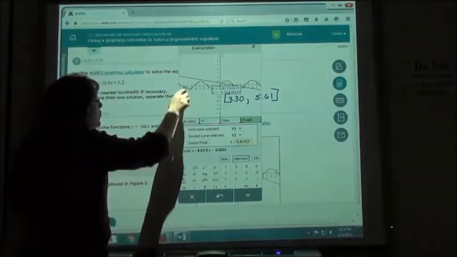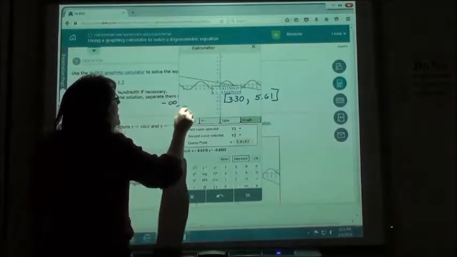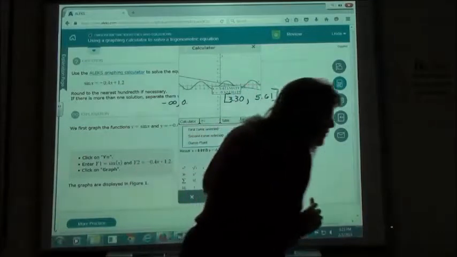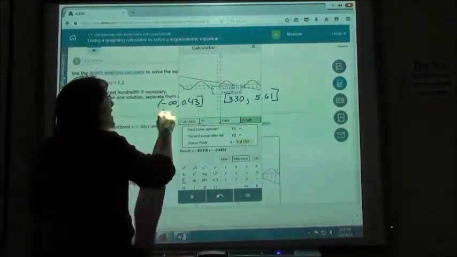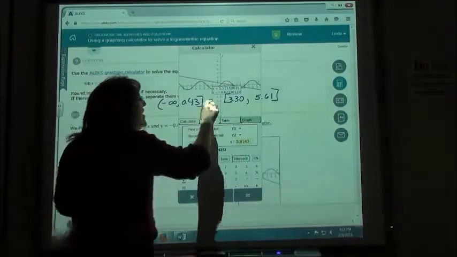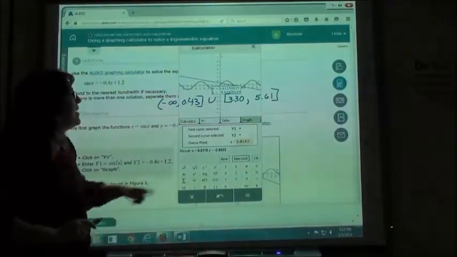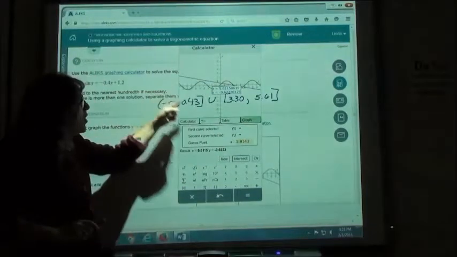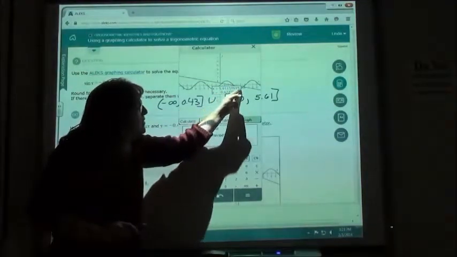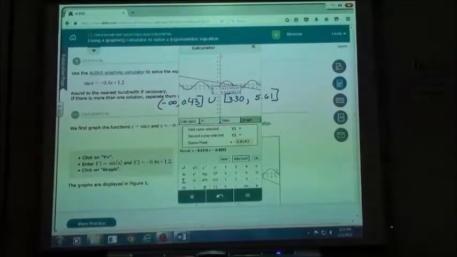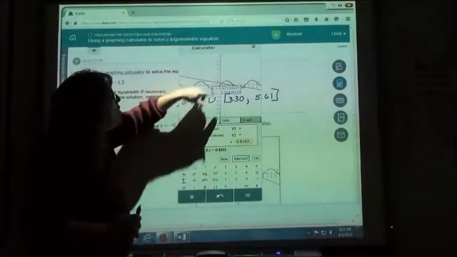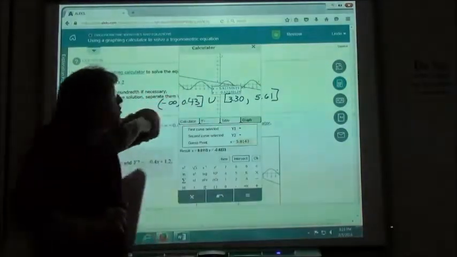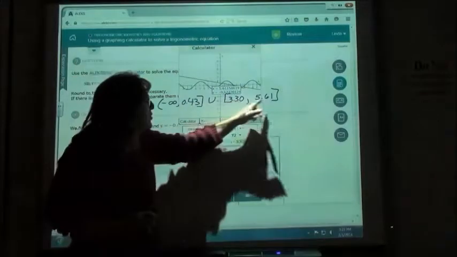This one again went from negative infinity to 0.43. That had a bracket. This had a parenthesis because we can't be on infinity, joined with the union sign. So this section is lower, that little section there is lower. So we do the same thing we did on 1, 2, and 3, where we find our intersections, but then we look to see which section's lower or which section is higher if we're doing greater. So our answer should look something like that.